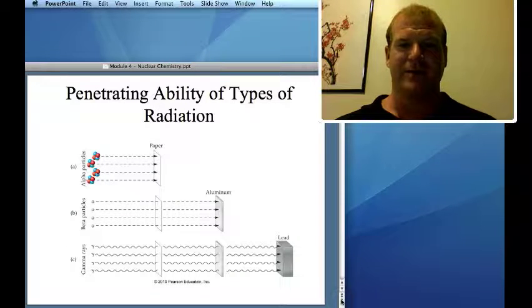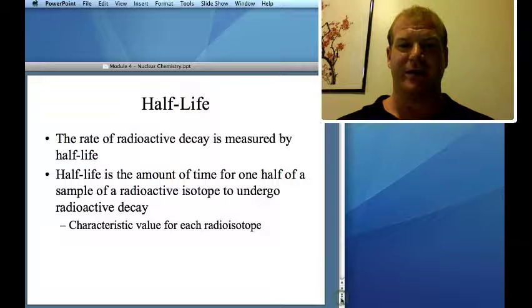So how far do things penetrate? Alpha particles, paper, your skin will block them. Beta particles need a little sheet of aluminum. Gamma rays need a foot of lead or a couple meters of concrete, so they're a little bit harder to block.